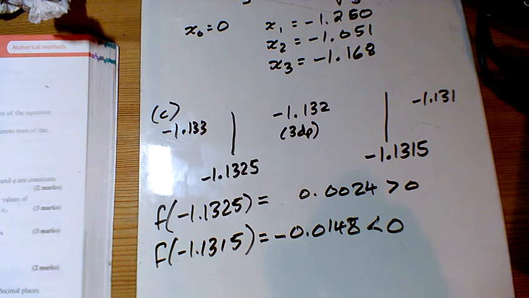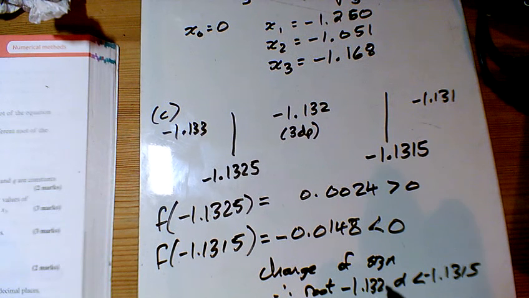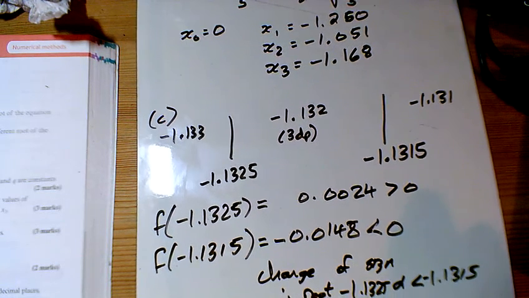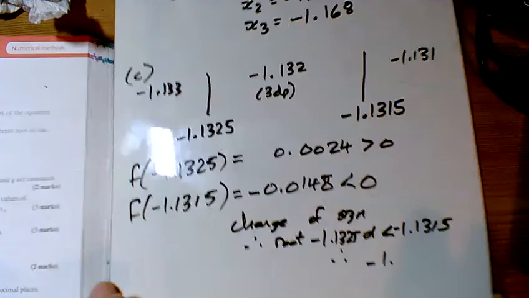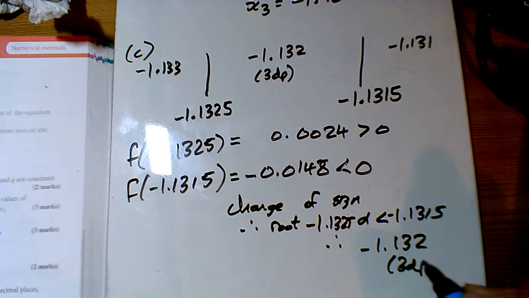So then we'll do all the writing we did before. Change of sign, therefore root between, so I'll call the root alpha between these two values, minus 1.1315, minus 1.1325. Therefore, it's minus 1, oh, you're missing the writing when I'm doing all this, minus 1.132 to 3 decimal places.